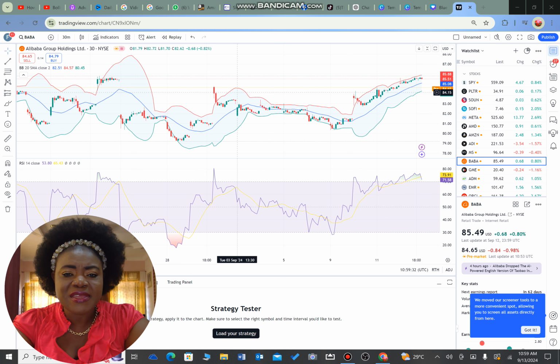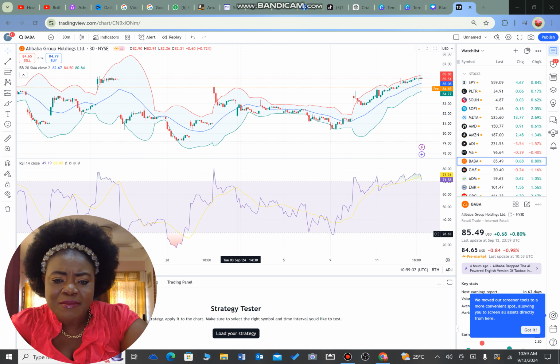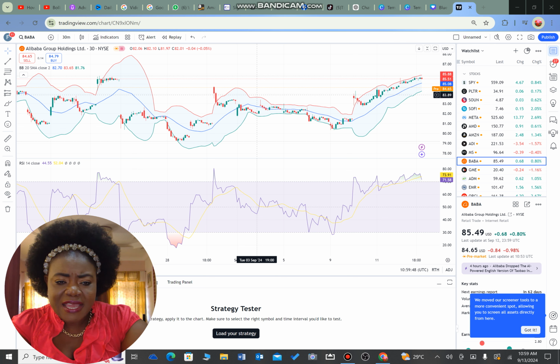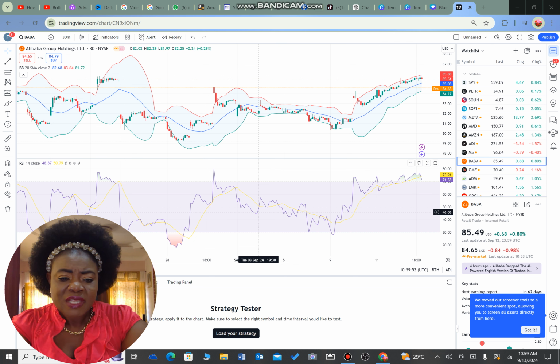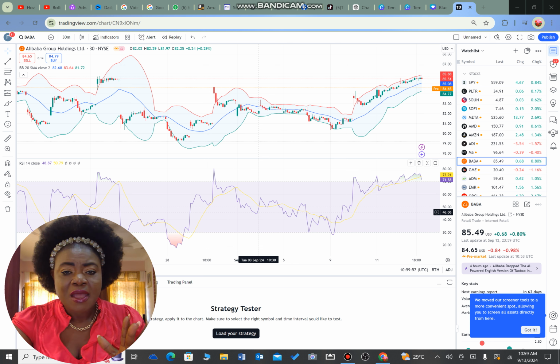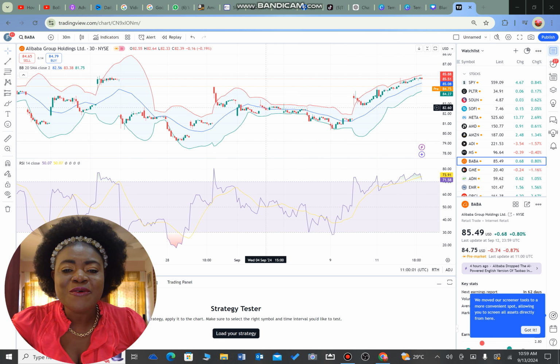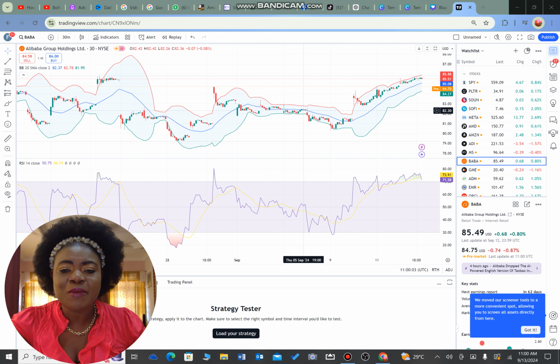If you come here to around the 3rd of September, RSI was somewhere around 45. 45 indicates that it is bearish. And if you look at the band, it is also around the moving average. It's not going up, it's not coming down.